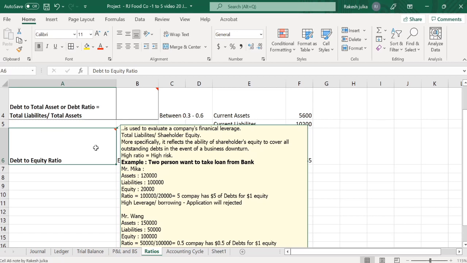The company has $5 of debt for one equity. It means $5 of debt is there against $1 of equity. It means high leverage, high borrowing. So the application will be rejected. I will not grant a loan to Mr. Mika.